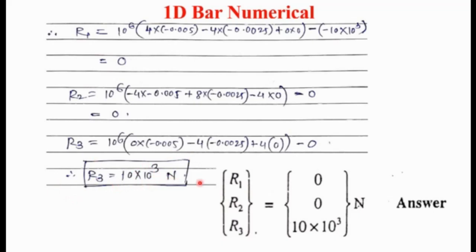So the reaction vector R1, R2 and R3 has R1 equal to 0, R2 equal to 0, and R3 equal to 10 into 10 raised to 3 newton. This is the reaction matrix: reaction at node 1, reaction at node 2, and reaction at node 3.